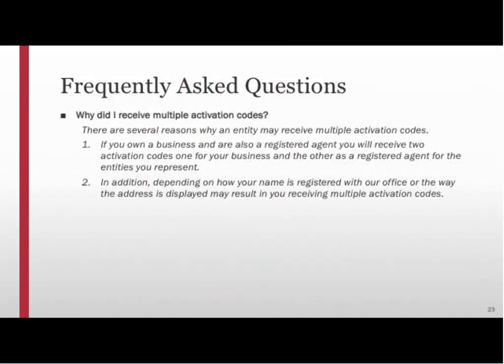A few of the frequently asked questions that we get: why did I receive multiple activation codes? There are several reasons why an entity may receive multiple activation codes. If you own a business and are also a registered agent, you will receive 2 activation codes, one for your business and the other as a registered agent for the entities that you represent. In addition, depending on how your name is registered with our office or the way the address is displayed, may result in you receiving multiple activation codes.